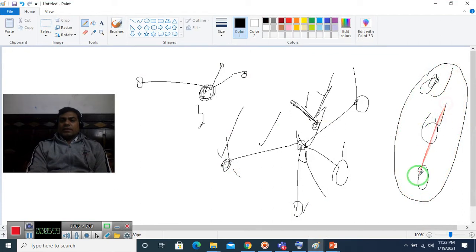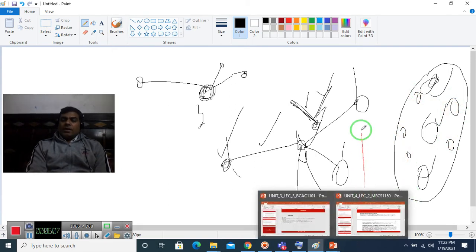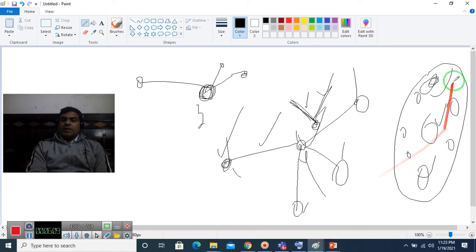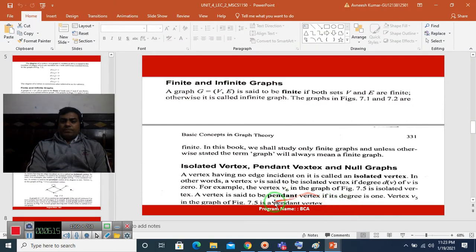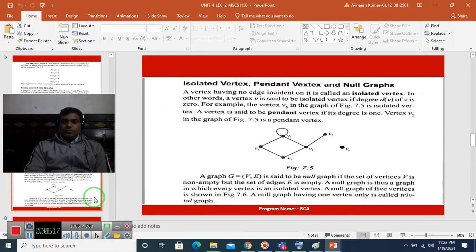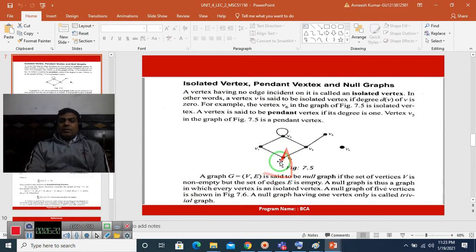1 vertex, 2 vertex, 3 vertex. We can make many more vertices here, but there should be no edge. This is called a null graph. Also, if a graph doesn't have any vertex and edge, it's called the empty graph. For example, B5 is a pendant vertex; vertex B5 in the graph has degree 1. B6 is an isolated vertex, and B2 has the self loop.